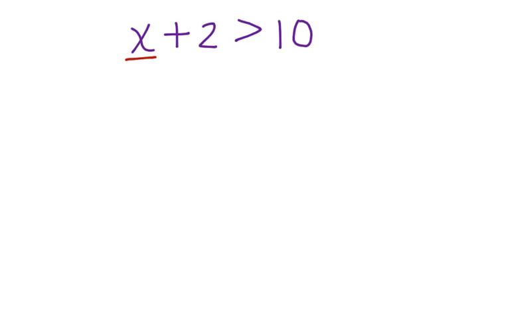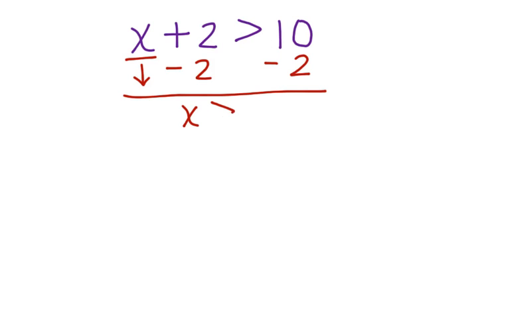Just like we use the inverse operation when solving one-step equations, we're going to do that with this inequality. We're going to use the inverse of addition, which is subtraction, and we're going to subtract 2 from both sides of this inequality. We bring down the x. x is greater than 8. So any value that's greater than 8 will work for this inequality and make it a true statement. This is solving the inequality.